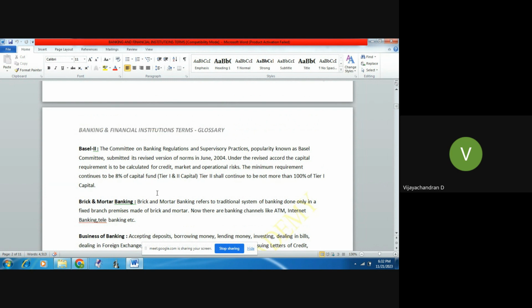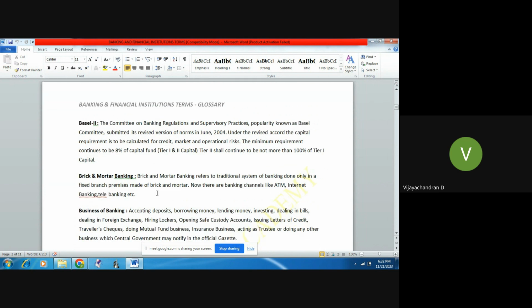I will tell what the different Basel norms are. The first one is Basel 2. The Committee on Banking Regulation, popularly known as the Basel Committee, has revised the norms. What is that Basel? The capital requirement. What is the basic capital requirement for credit or risk? Or I'll put it another way, the minimum requirement of capital. This is relevant to banking companies.